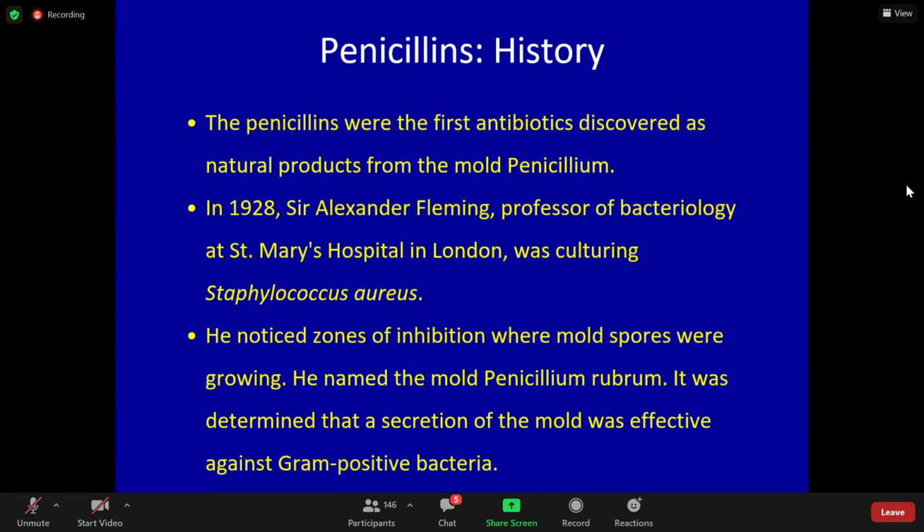So he noticed some zones of inhibition where mold spores were growing. He named the mold penicillinum, and it was determined that those fungi, yeast, are actually secreting a drug, penicillin, which is inhibitory, bactericidal to other bacteria.